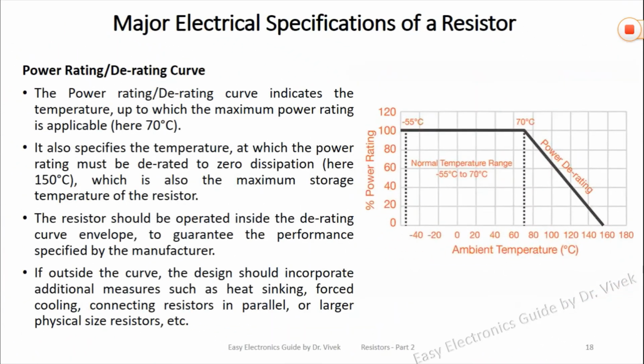The power derating curve indicates the temperature up to which the maximum power rating is applicable. It also specifies the temperature at which the power rating must be derated to zero dissipation, which is the maximum storage temperature of the resistor. The resistor should be operated inside the derating curve envelope to guarantee the performance specified by the manufacturer.